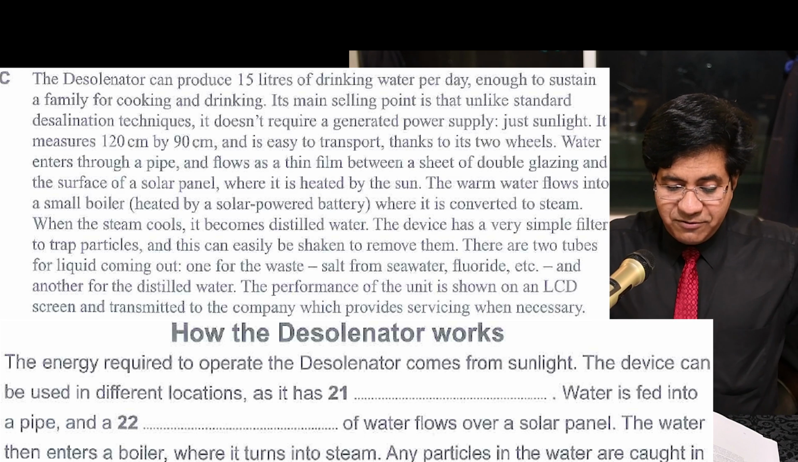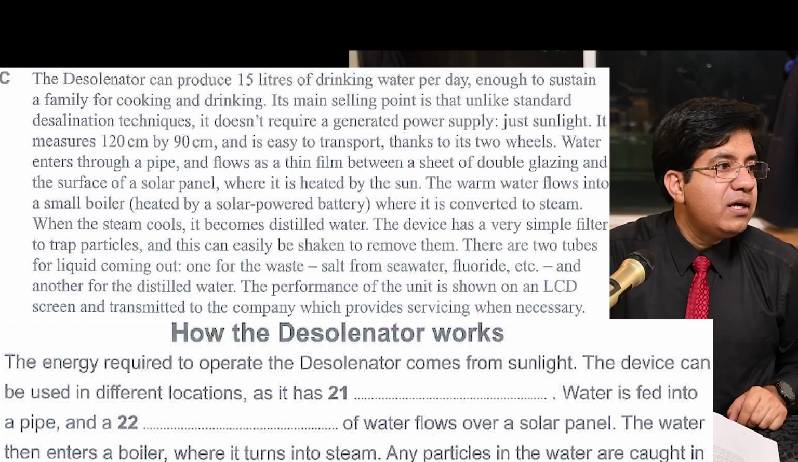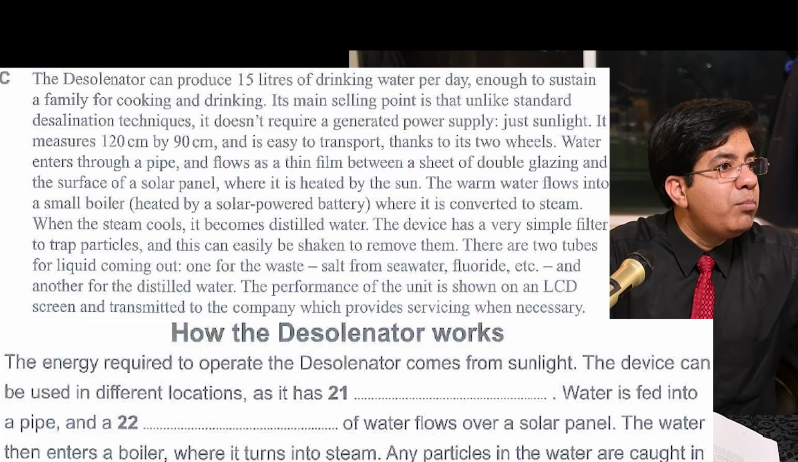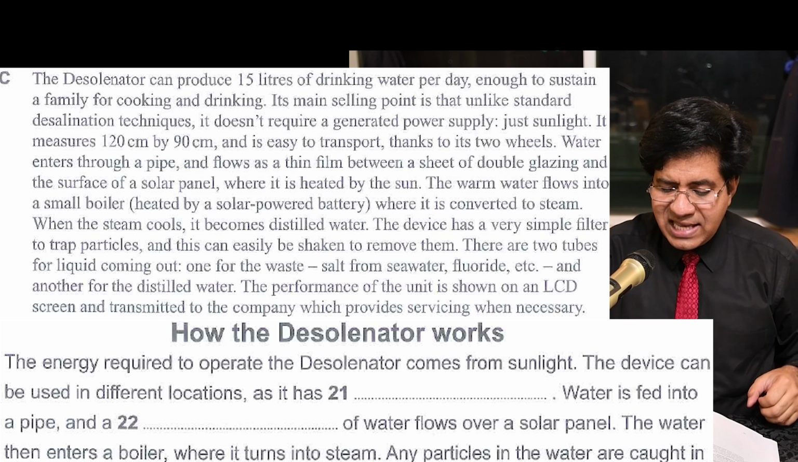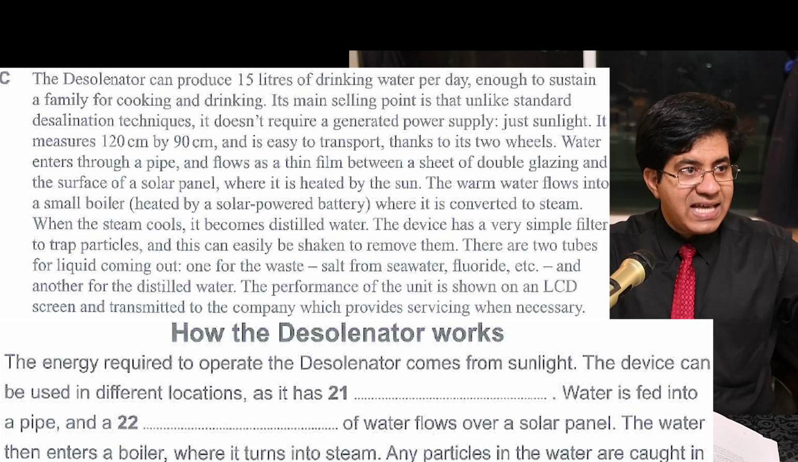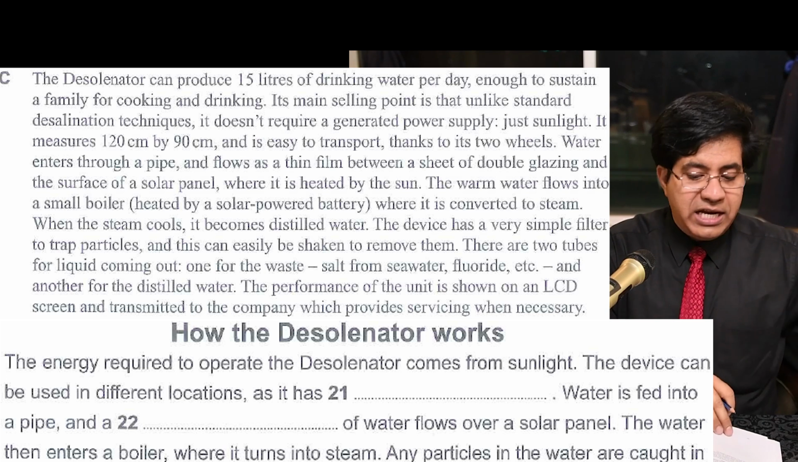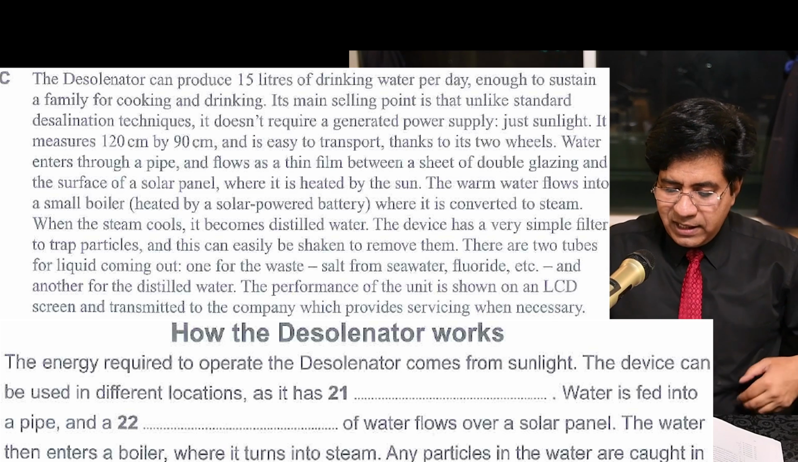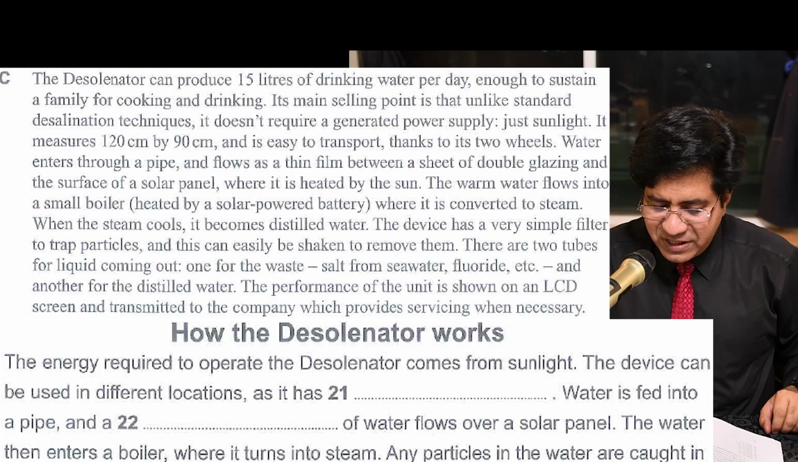So the device can be used in different locations. Used in different locations means you can move it. Device can be used in different locations as it has dash. Now look here. Device has something due to which it can be used in different locations. Go back. When I ask you, then tell me the answer. Paragraph C. Read first 4 lines.